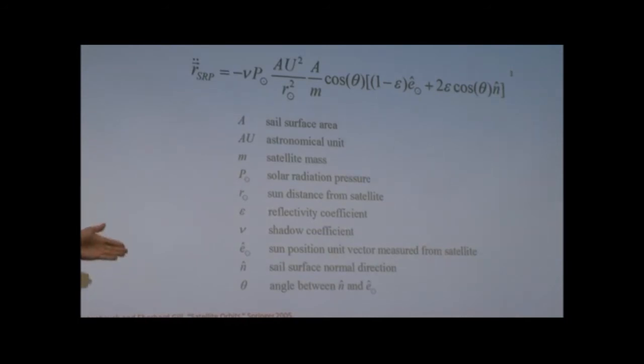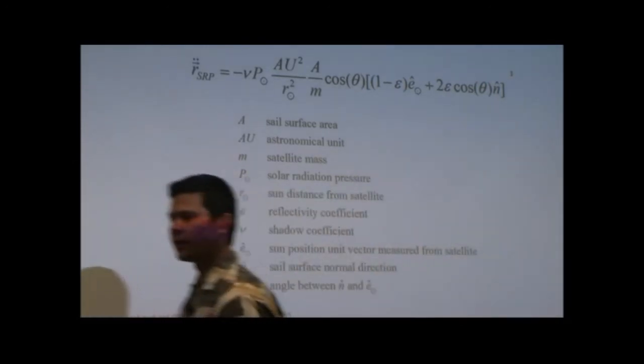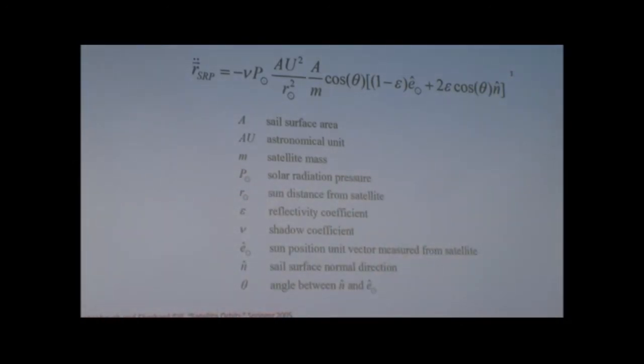We have the area over mass, and then this next bit is orientation dependent. So n hat is the orientation of your satellite, or of your sail rather, and e hat is the position of the sun with respect to your satellite. So you can kind of see that the orientation of your sail will determine the direction and magnitude of your SRP.